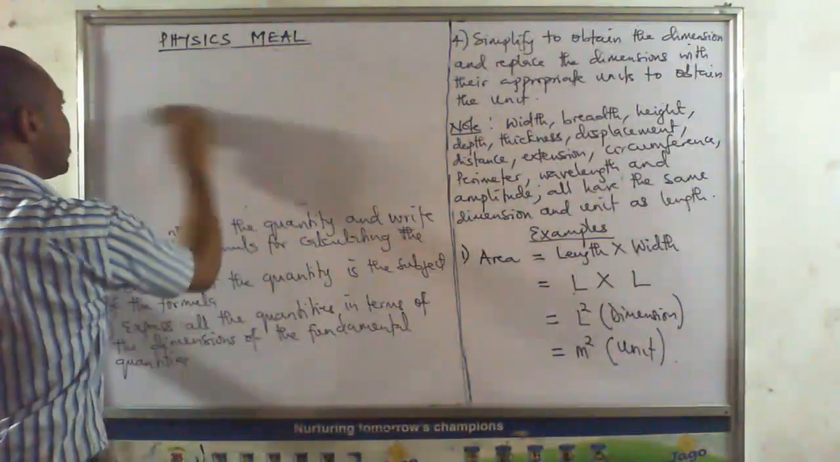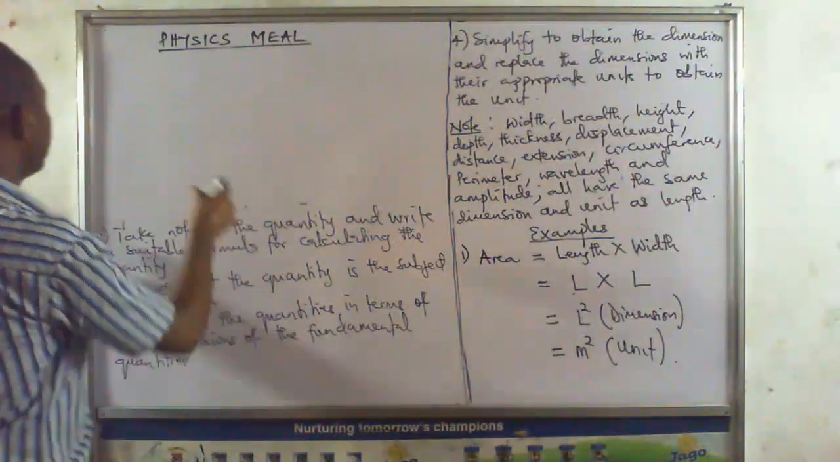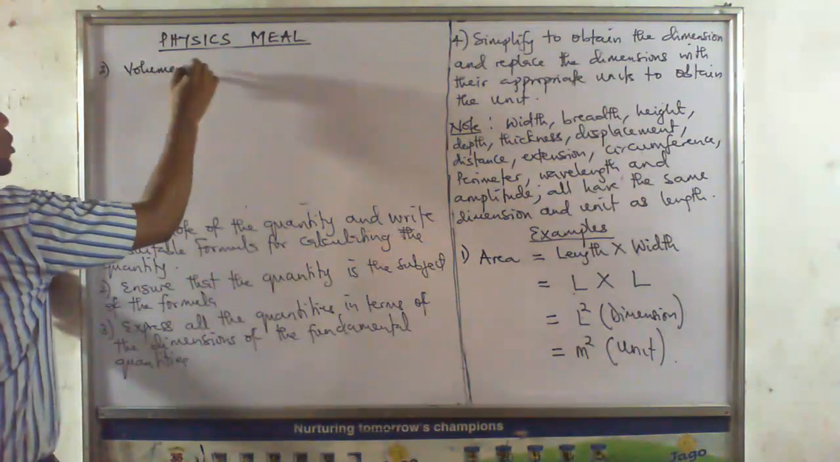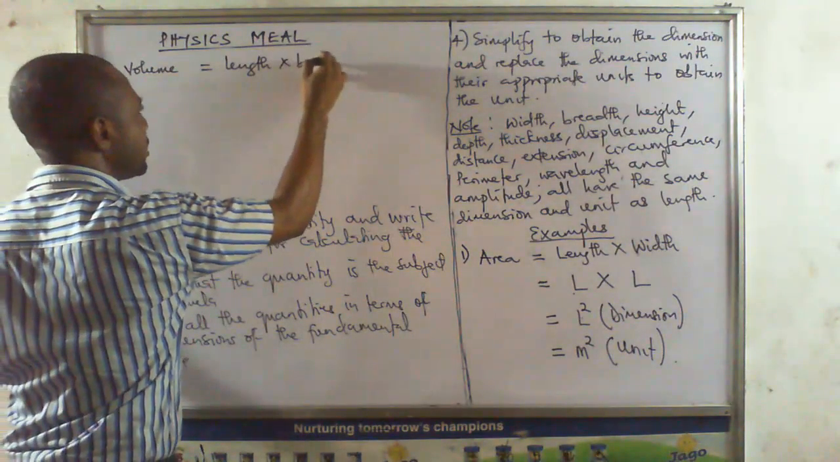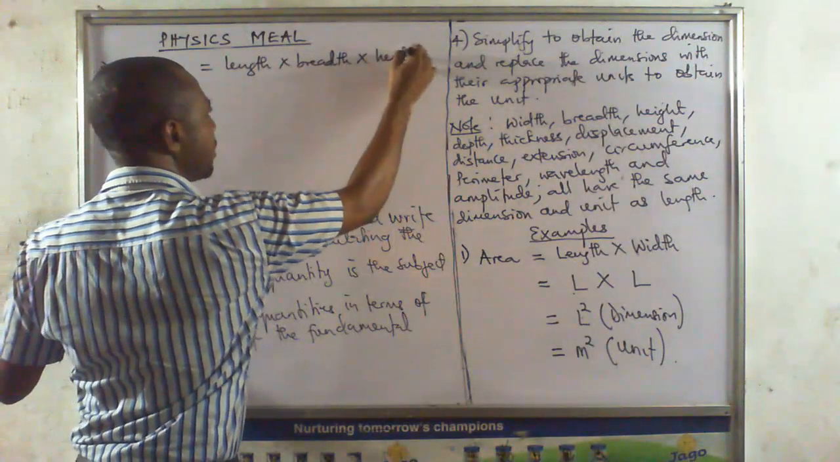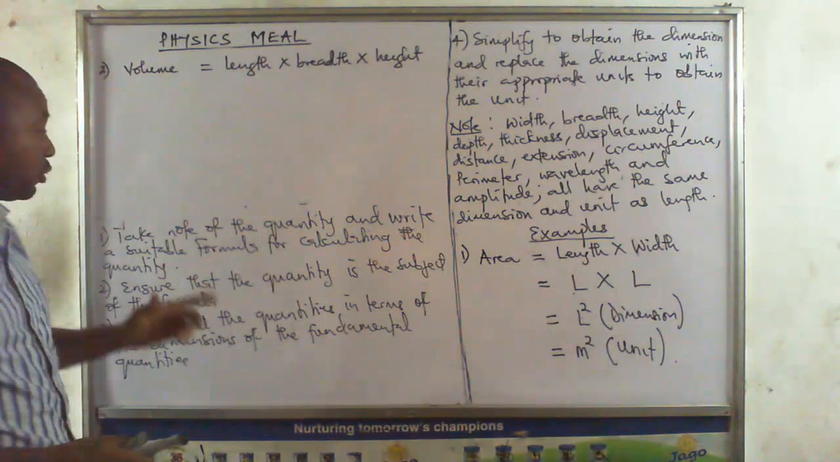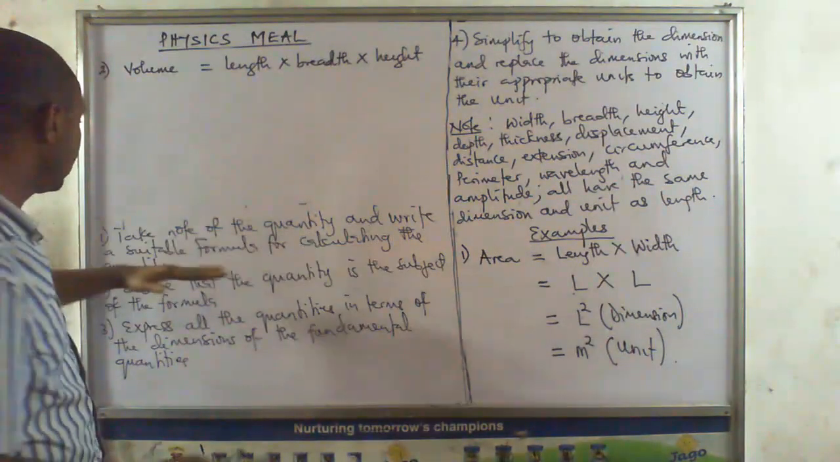Let's pick another simple quantity. Let's look at volume now. You can say that volume is length times breadth times height. That's volume. If we are following our steps, we are told to take note of the quantity and write a suitable formula for calculating the quantity.